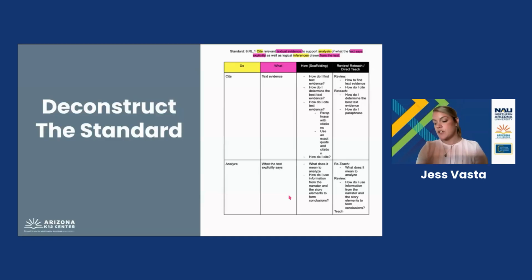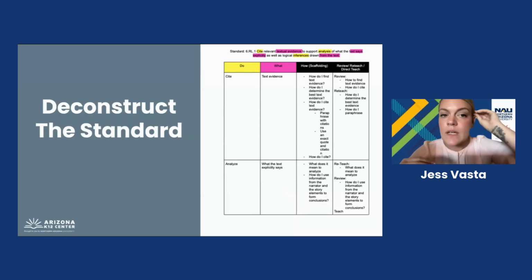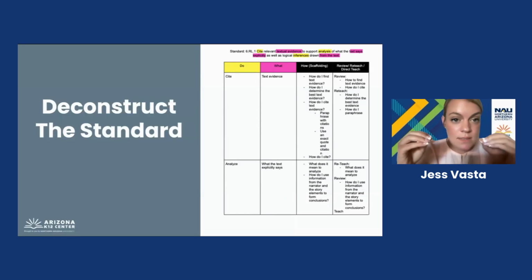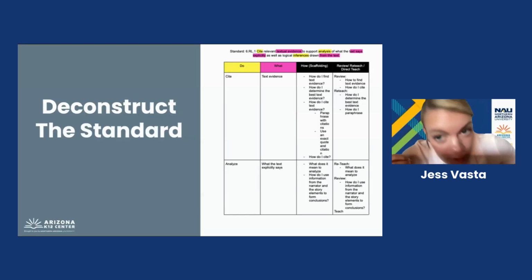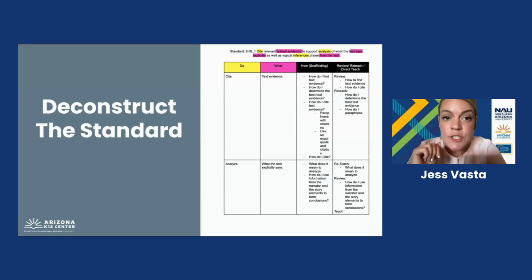And standard deconstruction looks like this. So really quickly, what you do is you pull out the standards that are being taught in the unit. And for each individual standard, you're going to follow these steps. You're going to get out your colorful pens again. You're going to look at your highlighters and assign a color to the do and assign a color to the what. So the do is our cognitive verb.